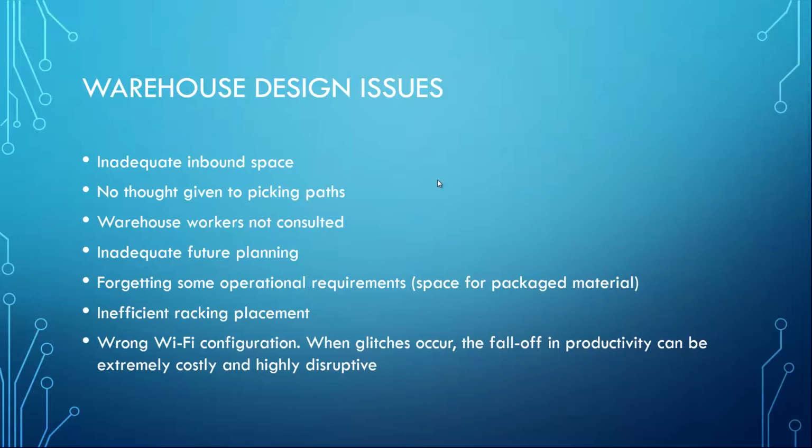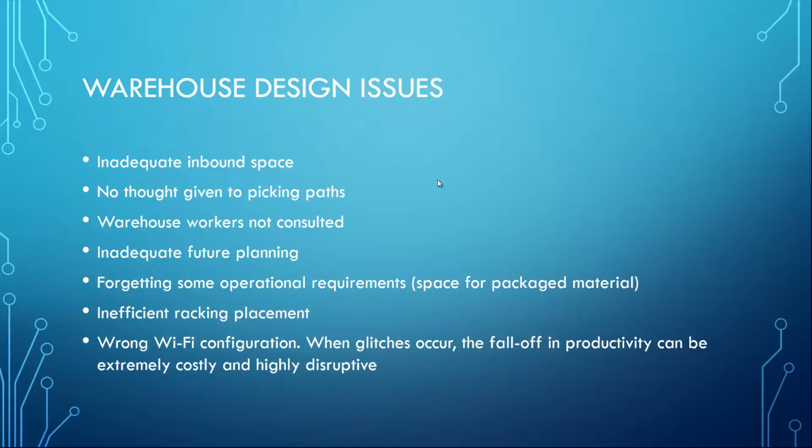Some common warehouse design issues are inadequate inbound space. There is not enough space for the receiving area. No thought is given to the picking path, the path that should be followed to pick the items from the shelf. Warehouse workers are not consulted, although they know best what will be the best way to select a path or pick up an item.